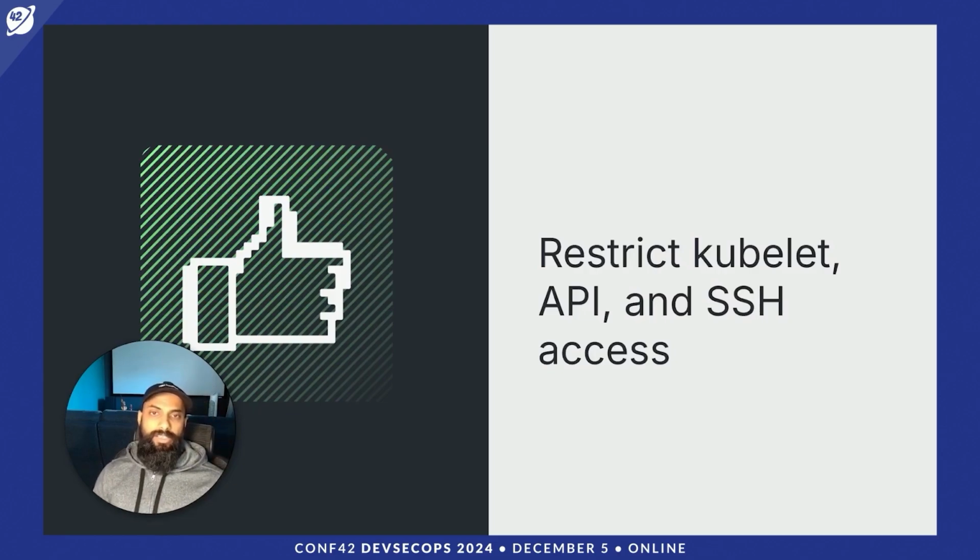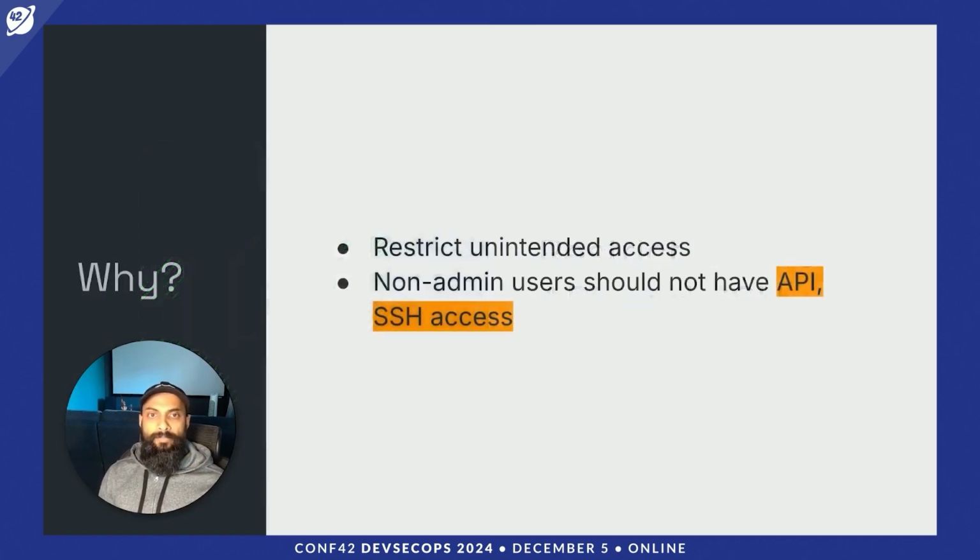Next is restricting admin access. The kubelet is the primary node agent running on each node. And by default, a kubelet's HTTP endpoints are not secure. We need to restrict access to the kubelet, the API, and restrict SSH access. This could allow unintended access if it is not secure, and hence definitely should be number one on the priority.